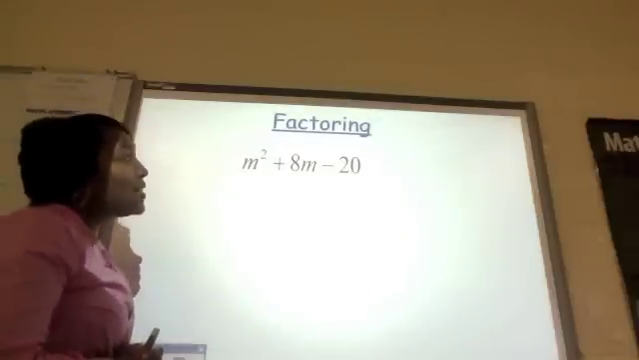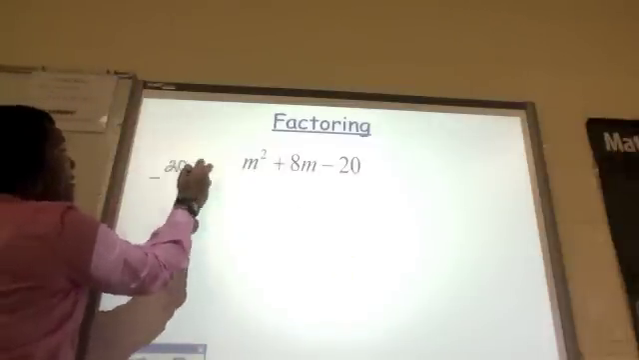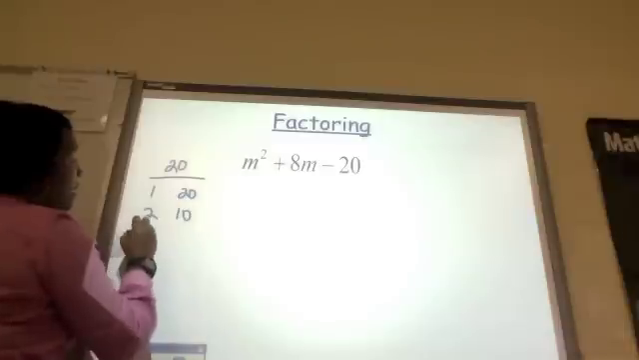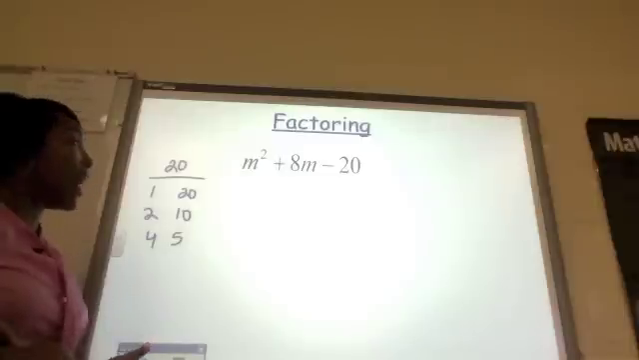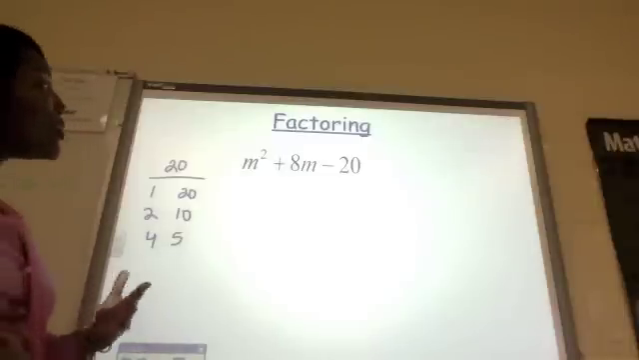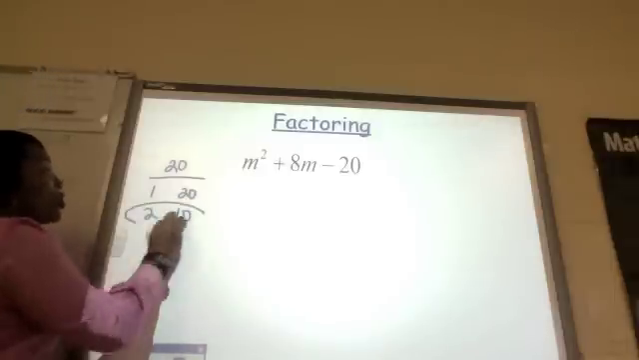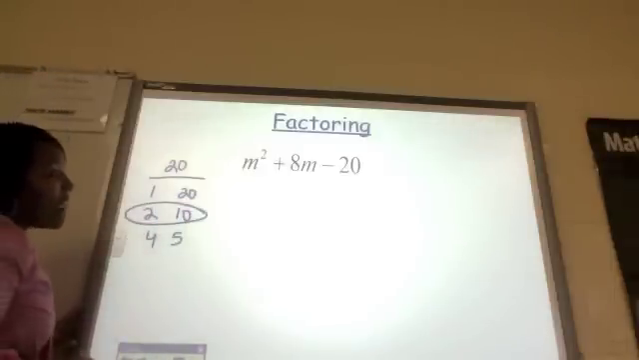Okay, let's try this example. I have 20. List the factors: 1 and 20, 2 and 10, 4 and 5. Make sure you list all of the factors. Which 2 can I use? That will give me an 8, positive 8. I can use 2 and 10. How will I get a positive 8?